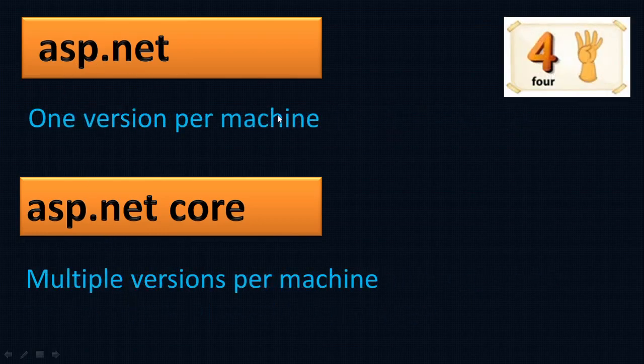ASP.NET allows one version per machine, that means in one system you can have only one particular version, whereas with ASP.NET Core you can have multiple versions on the same machine. It means you can have multiple folders for the multiple versions. So create a different folder for each version, and that will do the job.